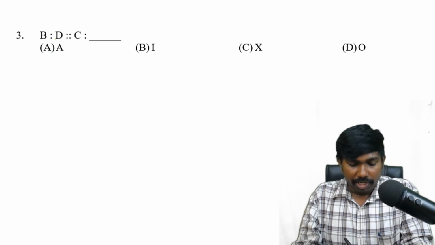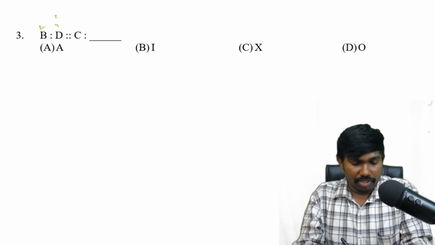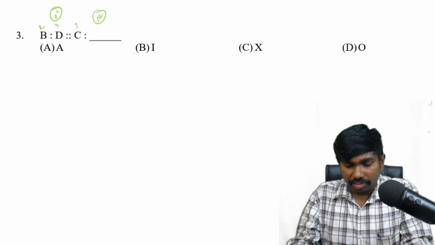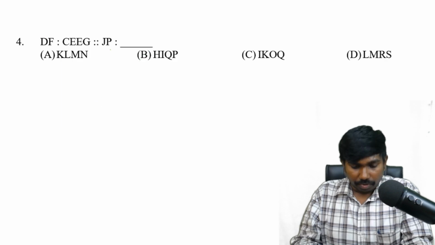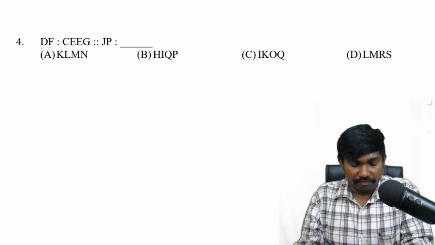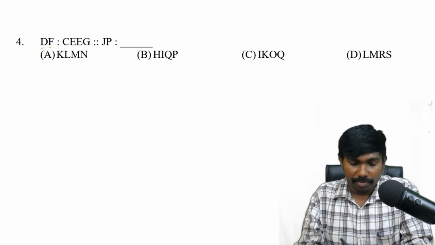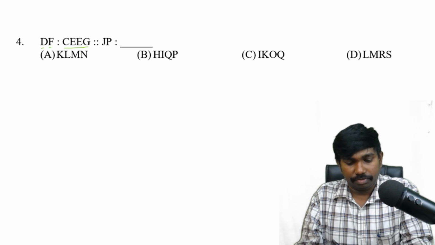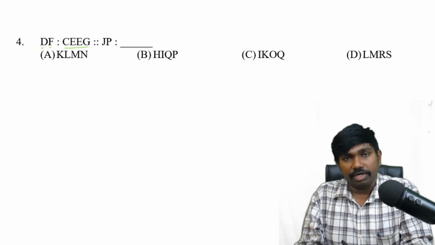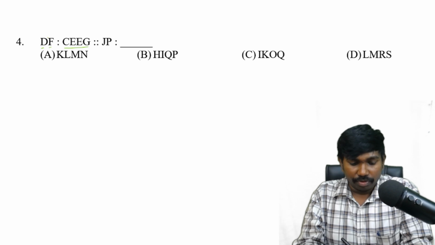Again, B, D. B is the second letter and D is the fourth letter. Maybe we can consider it as 2 square 4, and C is 3, 3 square 9. Yes, the ninth letter is I. Correct. Next, D, F. Earlier there is only one letter, and in the second place also one letter. But here see 2 letters, and there are 4 letters. So that means for every letter there are 2 letters, right?